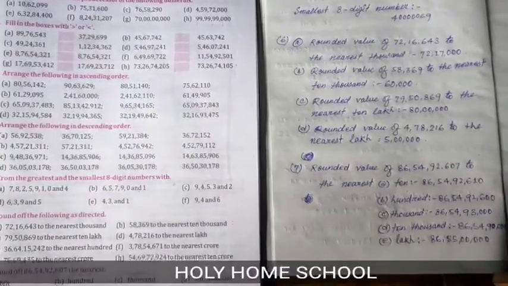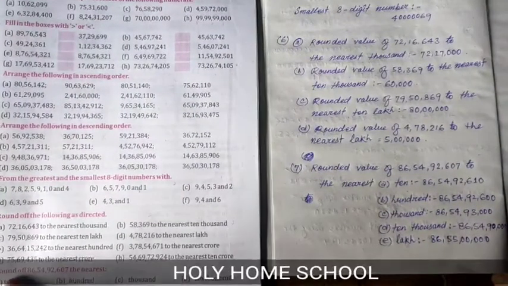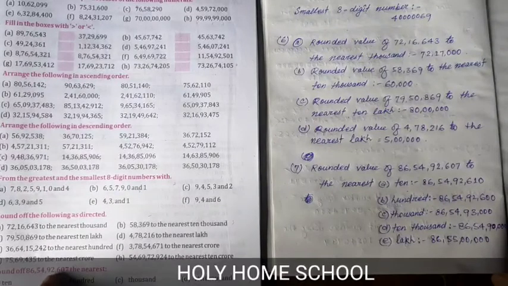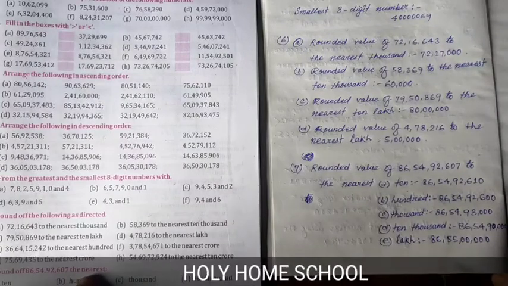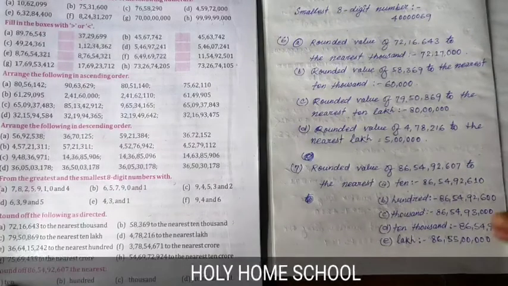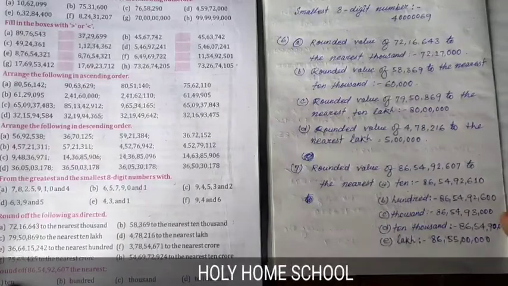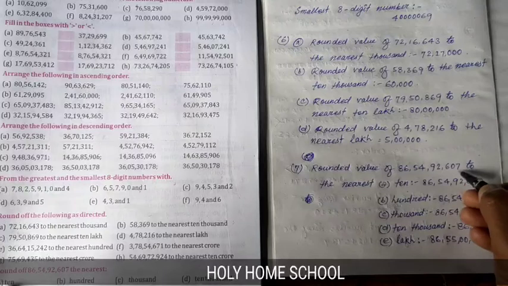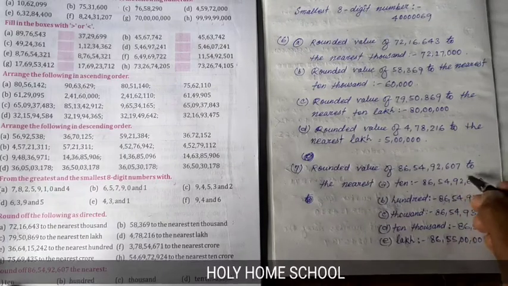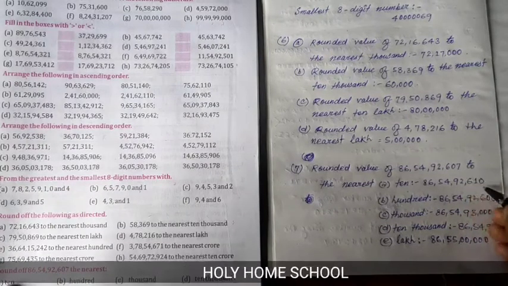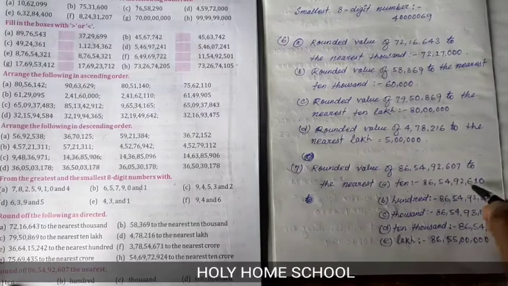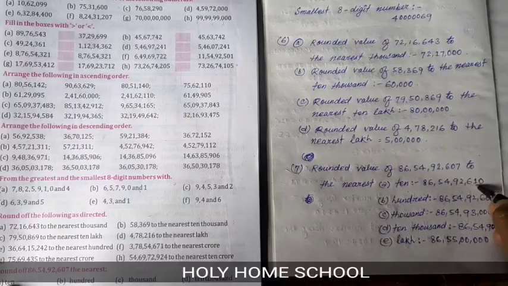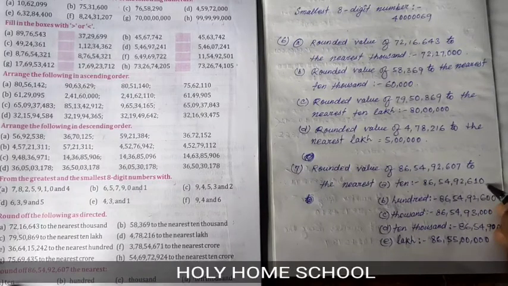7. Round off 86 crore 54 lakh 92,607 to the nearest 10. The nearest 10, it means at one's place what comes? 7, that is greater than 5, so here 0 is increased by 1 and so here it becomes 10.